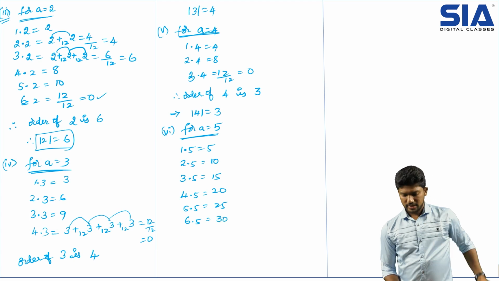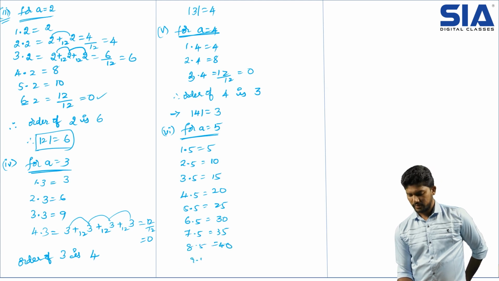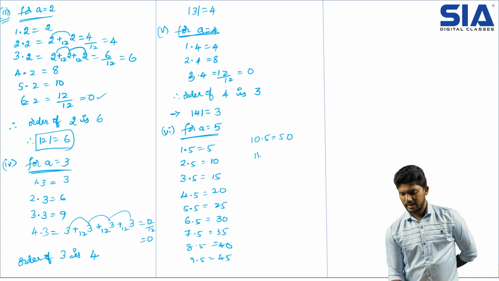Okay, so 7 into 5, 35. 8 into 5 is equal to 40. 9 into 5 is equal to 45. 10 into 5 is equal to 50. 11 into 5 is equal to 55. So 12 into 5 is equal to 60.